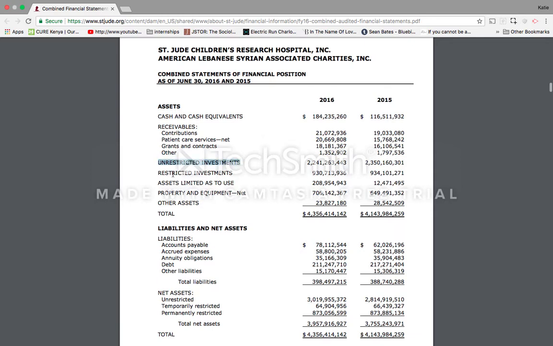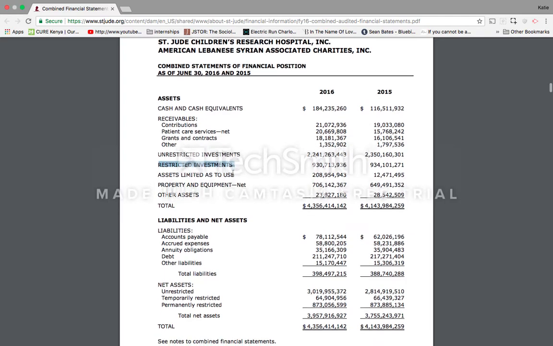These unrestricted investments are donations where donors have said, St. Jude, you can do whatever you want with this money. However, restricted investments mean that the donor has put some sort of lock or restriction around the investments. St. Jude might have to reach a certain goal or maybe put the money towards a specific initiative, but they do not have free reign over this money.